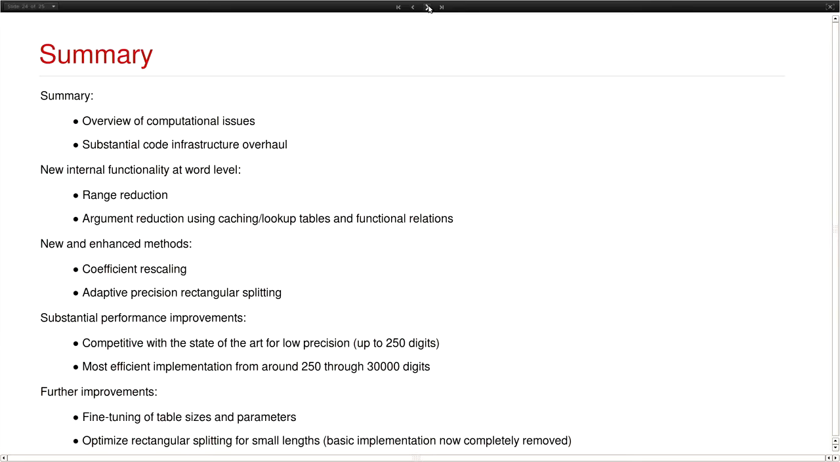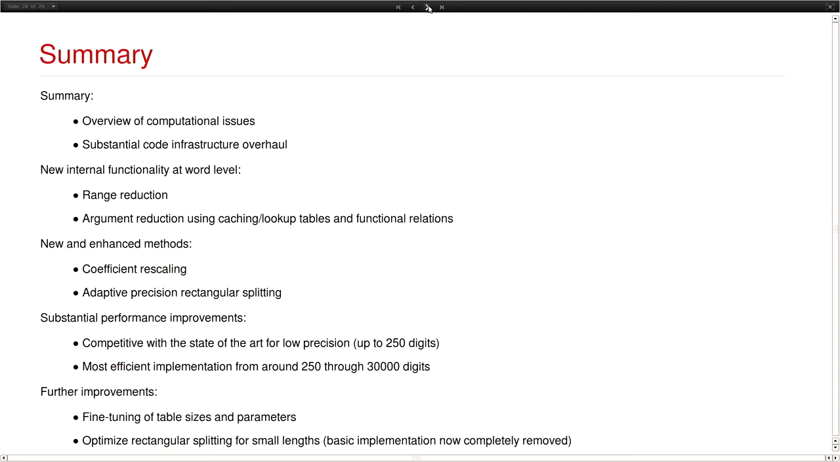It's competitive with the state of the art for low precision up to, say, 200, 250 digits. There is a little bit of interpreted overhead from using Mathematica, but used inside something like a numerical function or something like that for ND-solve or whatever, that kind of dies away. But it's the most efficient implementation anywhere in any system from around 250 to 30,000 digits.